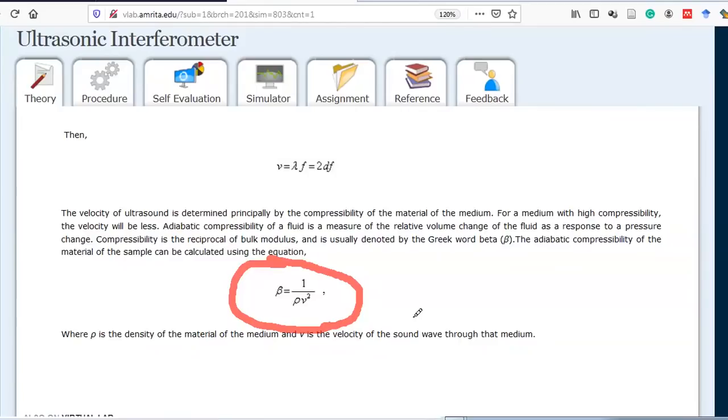So you cannot see it with the naked eye, but you can check it with instruments which are sensitive to this amount of change. So that's what the compressibility is over here. And how to calculate it, we are using this formula, 1 upon rho v square. Rho is the density of the medium or the material, v is the velocity of ultrasonic waves in that medium. So if you use this formula, you will be able to calculate the compressibility.